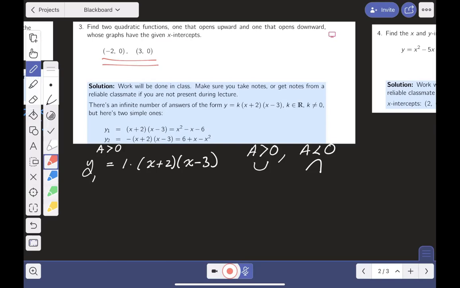All right, I would like to multiply it out for you. Whoops, sorry about that. This would give you x squared, if you multiplied it out, by the way, minus x minus 6. There's my first one. This one opens up.